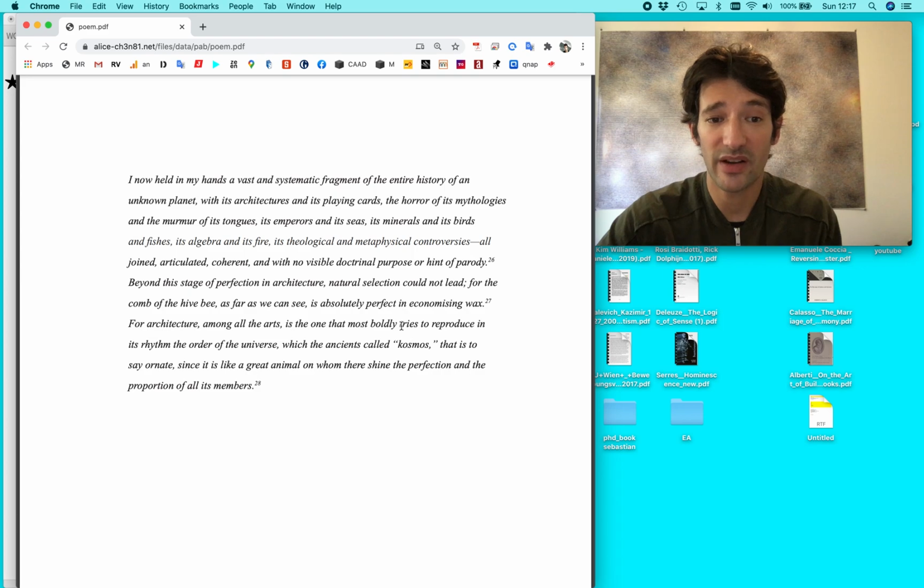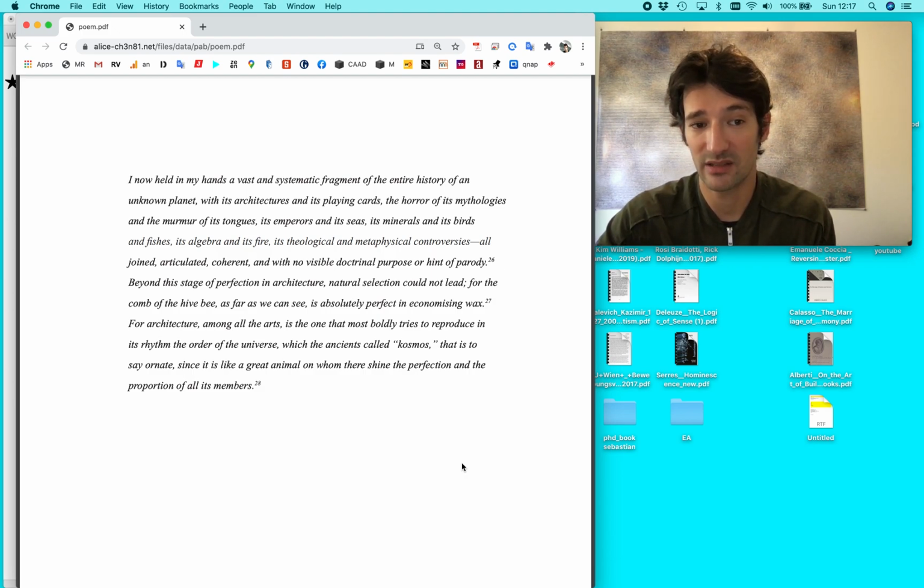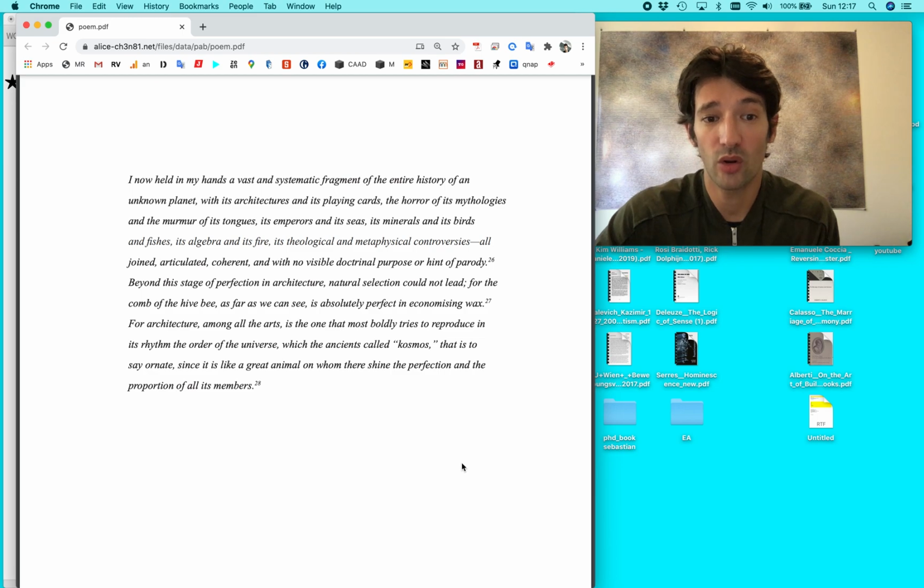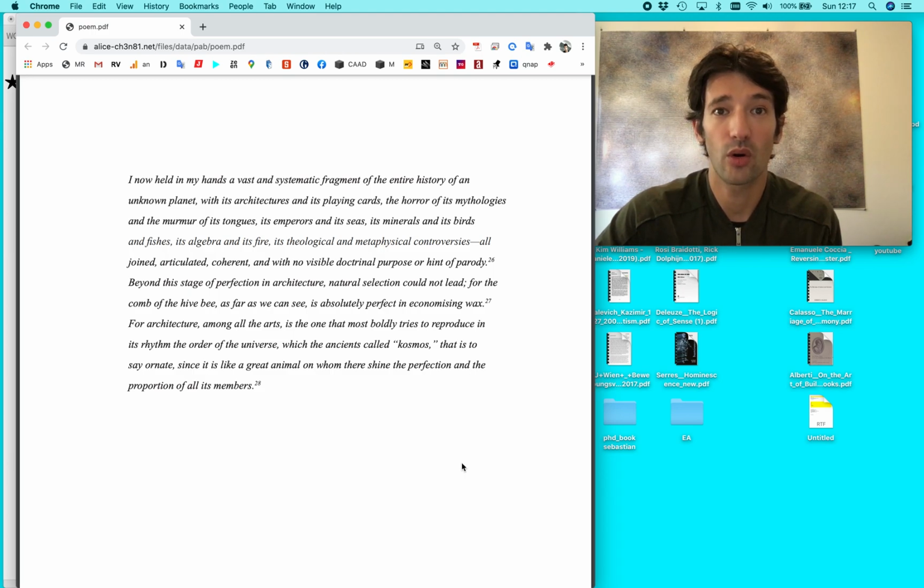Beyond this stage of perfection in architecture, natural selection could not lead. For the comb of the hive bee, as far as we can see, is absolutely perfect in economizing wax. For architecture, among all the arts, it is the one that most boldly tries to reproduce in its rhythm the order of the universe, which the ancient called cosmos, that is to say ornate, since it is like a great animal on whom there shine the perfection and the proportion of all its members.